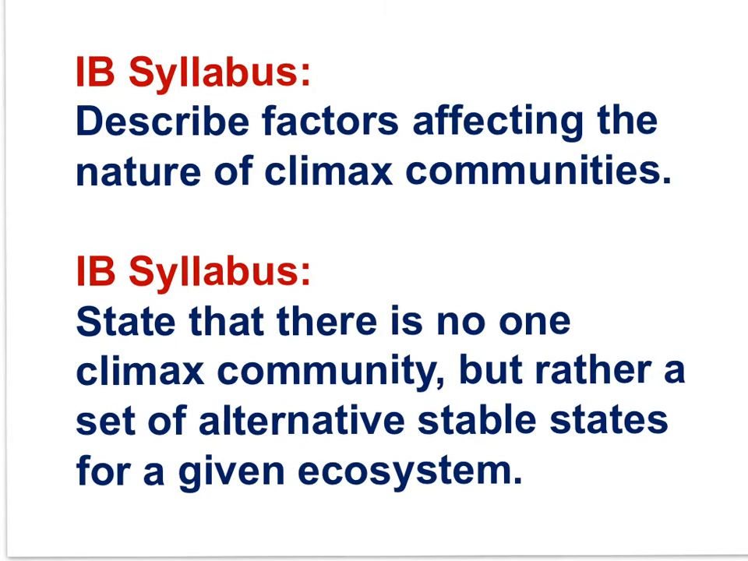Here are two IB syllabus statements. Describe factors affecting the nature of climax communities. State that there is no one climax community, but rather a set of alternative stable states for a given ecosystem.